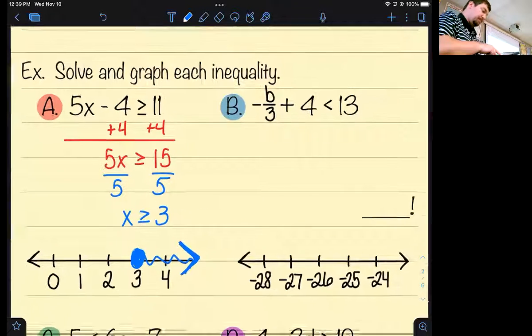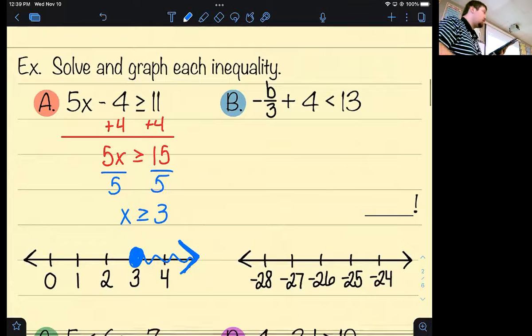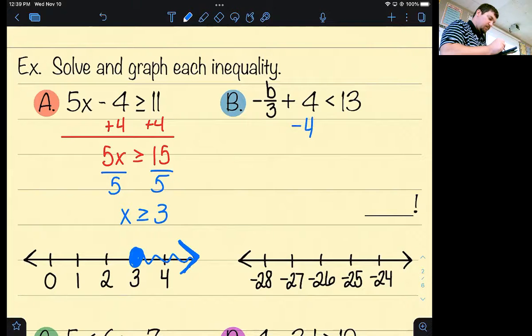All right, example B. Frank, what's the cousin Eddie term? It's the 4 again. Okay, so what's the opposite of positive 4? Good. 13 minus 4 is what, Frank? 9.